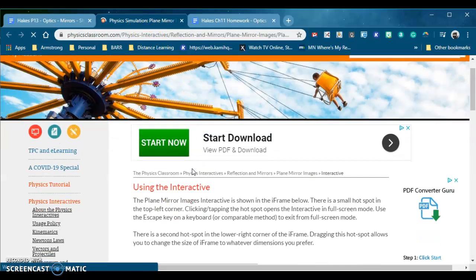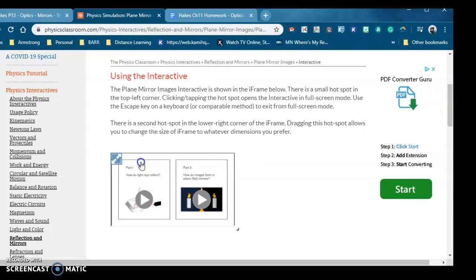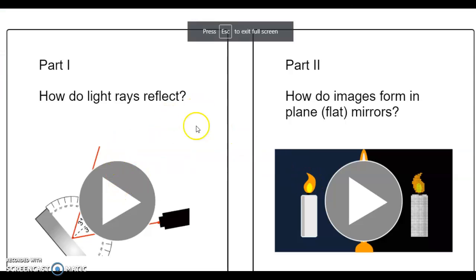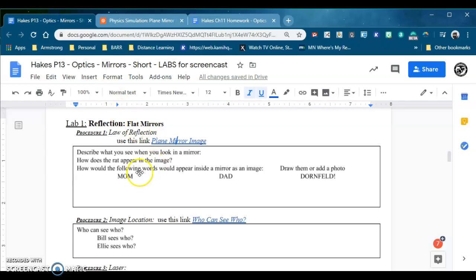it brings you to the Physics Classroom. And if we pop open this here, we have two different activities to do. The first one explains how light rays reflect. It shows you these angles here, and the normal, the perpendicular line coming off the surface, and how a light ray coming in will bounce off at the same angle. It explains all that. The other one here shows you how images form in a mirror, which is what's going to be helpful in this first part of the lab.